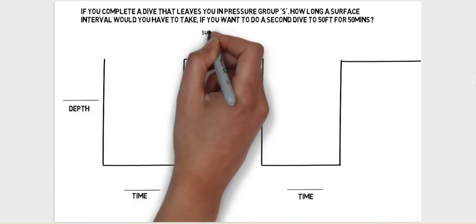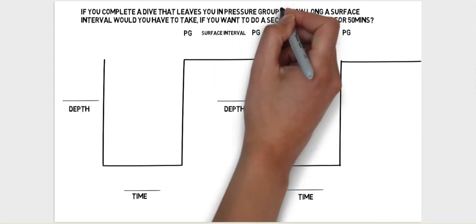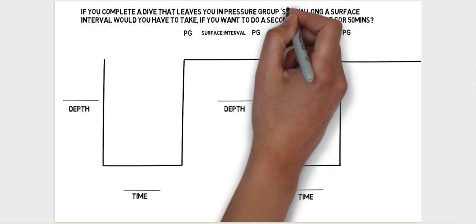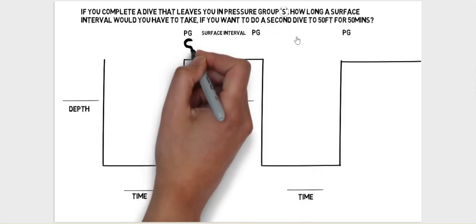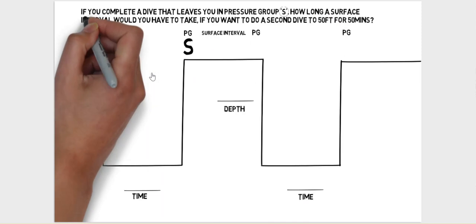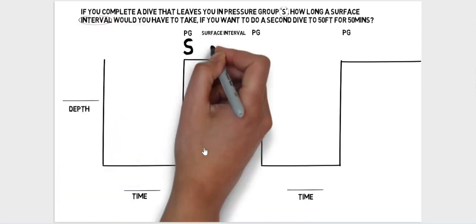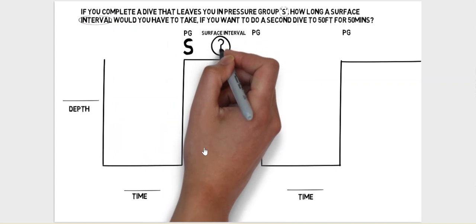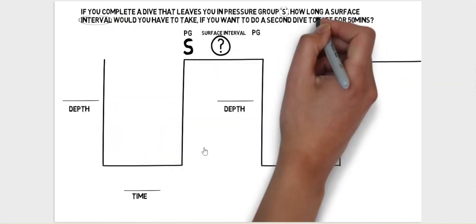So we can draw out our diagram using our methodical approach that we always use, and we can then take the information that the question has given us. So we end a dive in pressure group S. So our first pressure group space can be populated with that information. The question is, how long a surface interval would you have to take? So I'm going to put my question mark in there and then look for the rest of the information given to me in the question.